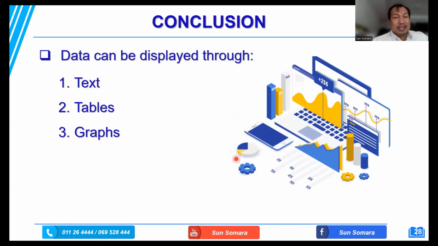So in short, data can be displayed through text, through table or graph. And we can also use descriptive and inferential statistics as well. When we talk about descriptive, it should be about mean, mode, median. When we talk about inferential, it might be about ANOVA and ANCOVA, regression or multiple regression, or t-test and so on. That's what we call inferential statistics.